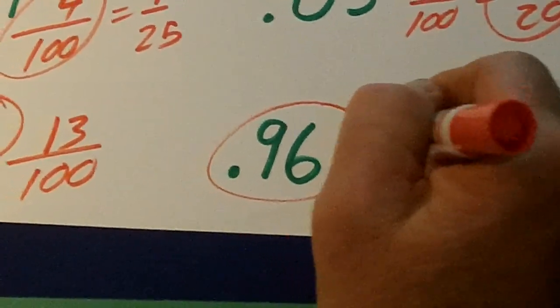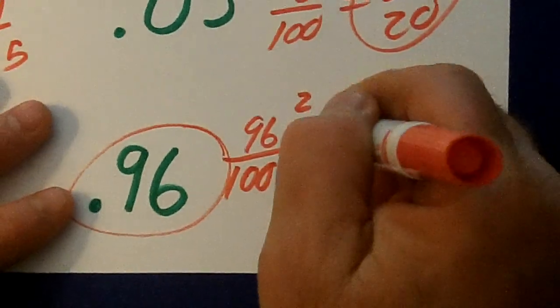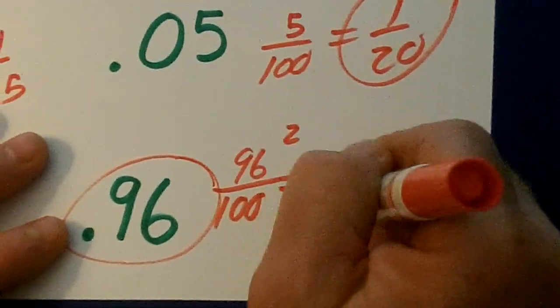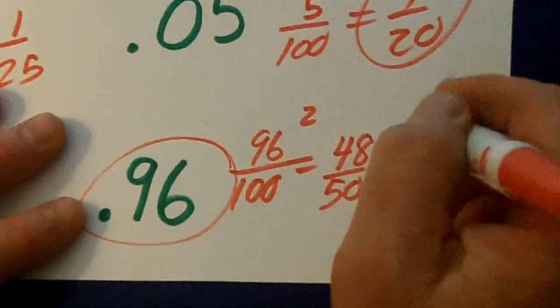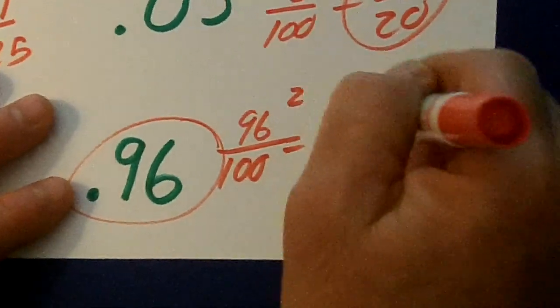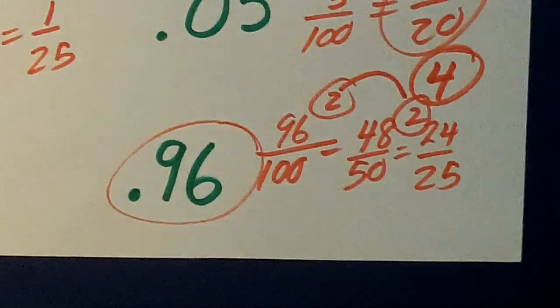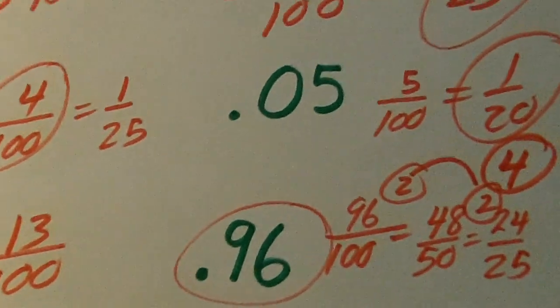96 over 100. Let's divide by 2. And we get 48 over 50. We can still divide by 2. We get 24 over 25. So we could have divided by 4. And that's our lesson for today or tonight.